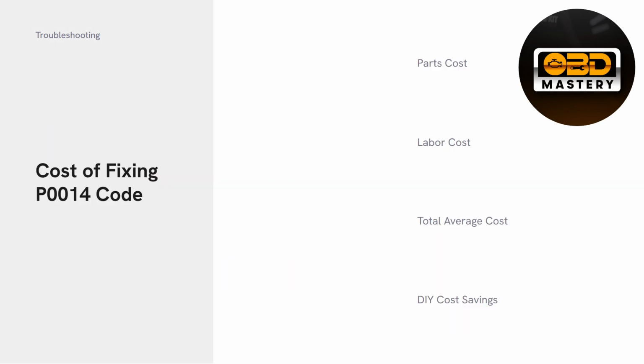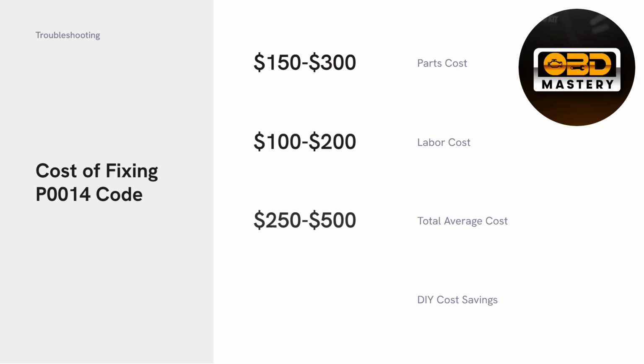What exactly is the cost? If you're going to tackle this job yourself, parts are $150 to $300, and labor costs $100 to $200. Total average cost is $250 to $500, and DIY can save you up to $200. So you could save depending on your location as well. These aren't guaranteed prices, but they are to help you out.